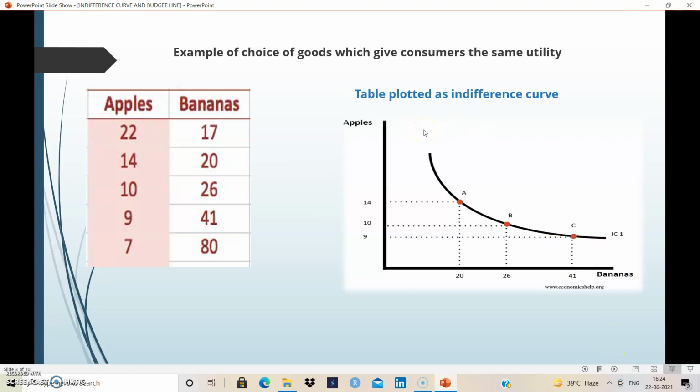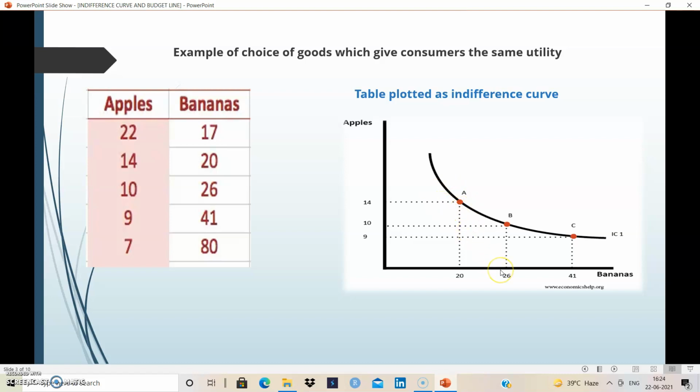We can see here that we have taken apples and bananas, and to understand the consumer's utility, we have plotted an indifference curve. The indifference curve is downward sloping towards the x-axis. On the x-axis we have taken bananas and on the y-axis we have taken apples. Now we can see that when a consumer consumes 20 bananas, he will consume 14 apples, which will give him a utility at the same level.